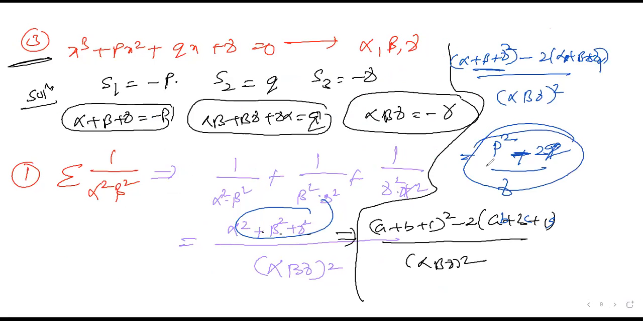So you are getting the answer p² − 2q, because r is small, because your answers are in terms of p, q, r, because your s1, s2, s3 are in terms of pqr. That is how you get the answer in terms of constant values. Clear? Yes, sir. So the first question is done.